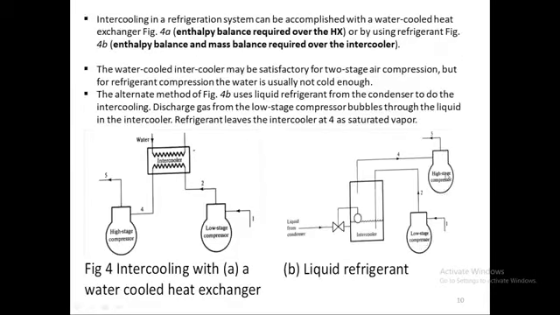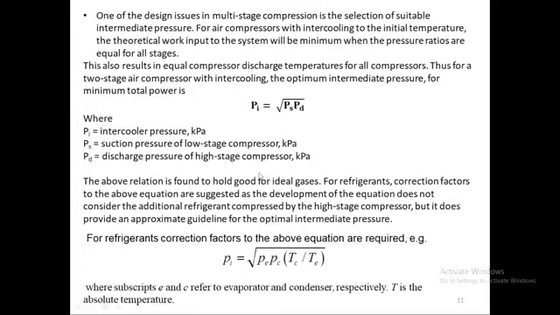Low stage compressor, high stage compressor. So there will be a suction and discharge of this one, and suction and discharge of this one. PS is the suction of the low stage one, this one, and PD is the discharge of the high pressure one, this one. PD is the discharge pressure of the high stage compressor in kilopascal. The above relation is found to hold good for ideal gases.